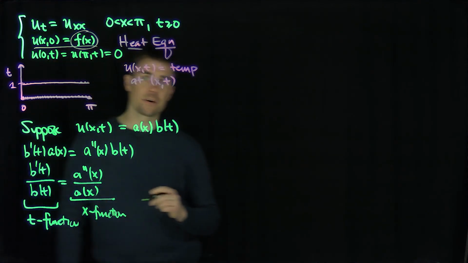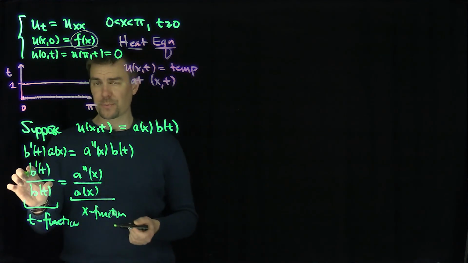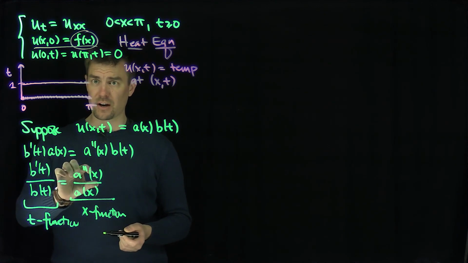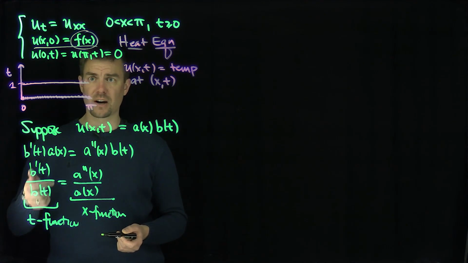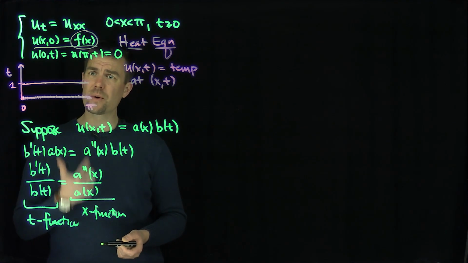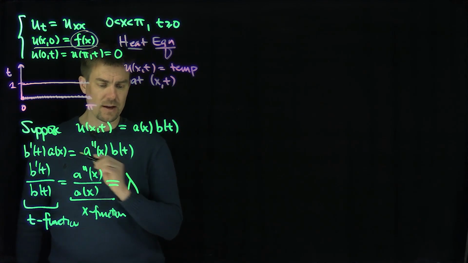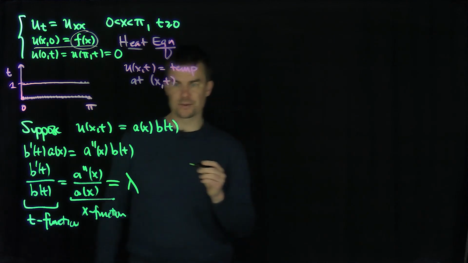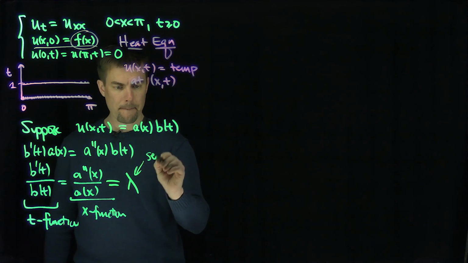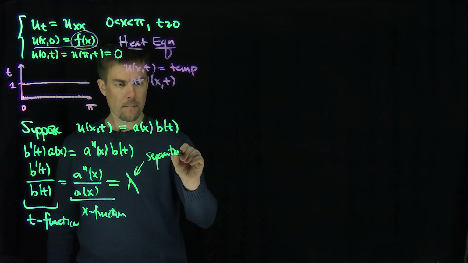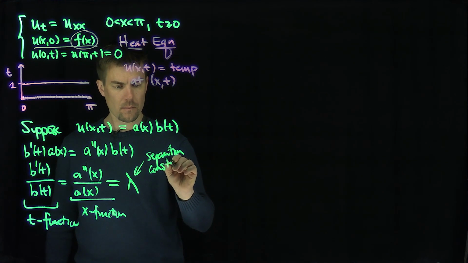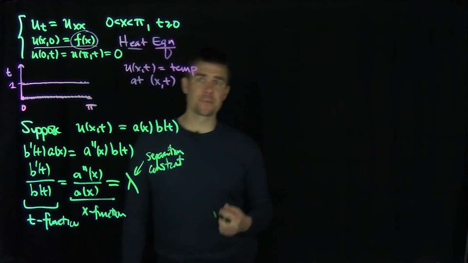So the only way an x function can be equal to a t function, if I did the partial with respect to t, that'd be t's over here and nothing over here. Then the partial with respect to x, I'd have nothing over here and something over here. The only way that can be the case is that these things are constant, right? They have to be a constant lambda. And that lambda is called the separation constant.